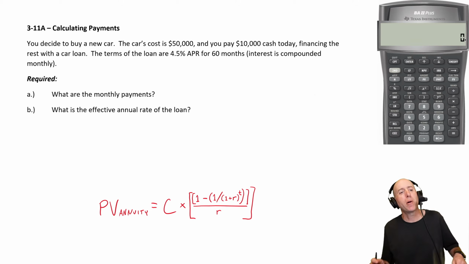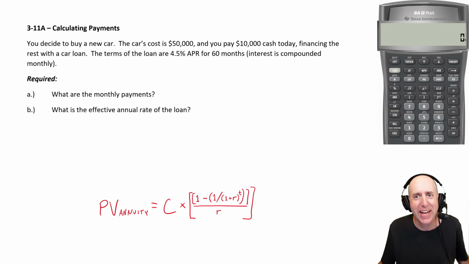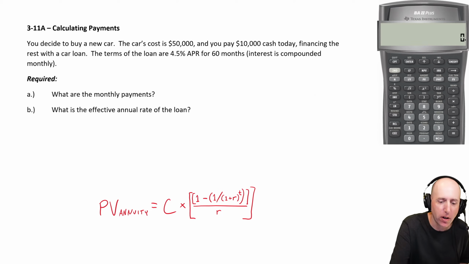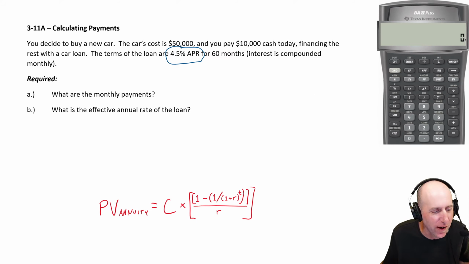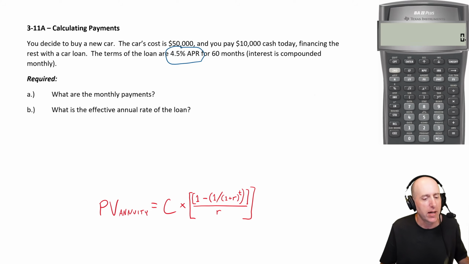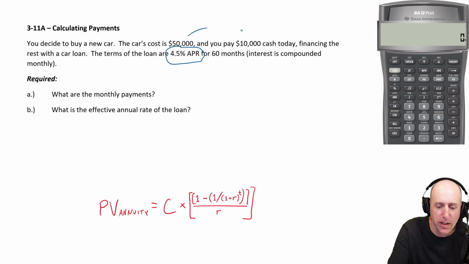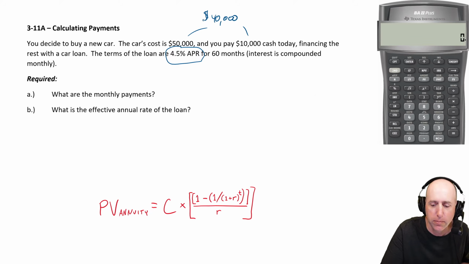Let's have a look at problem 311A. This problem has us calculating payments based on APR, that interest rate that we don't love so much in corporate finance class. So you decide to buy a new car. The car's cost is 50 grand and you pay $10,000 today, meaning you're going to have to borrow $40,000.